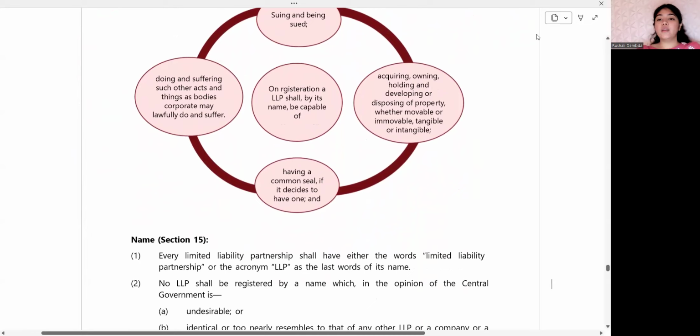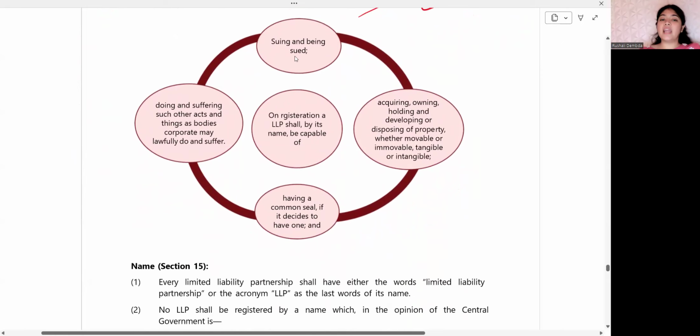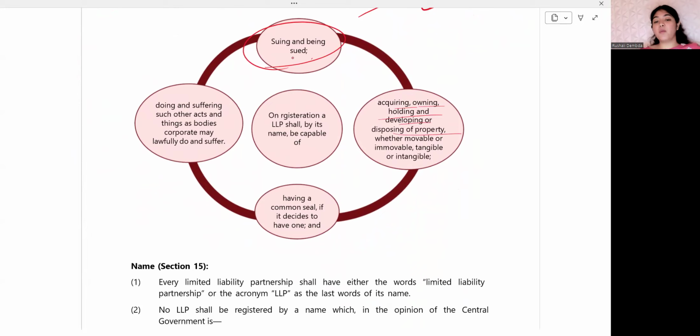Right. Then on registration, an LLP by its name is capable of what? Suing and being sued, that we learned. Acquiring, owning, holding or developing or disposing of property, whether movable or immovable or intangible. You get the right of buying any property, either movable property or immovable property. If you need a truck for the business, you can buy that because now you are a registered LLP. If you need land or a building for the business, you can get it because now you are a registered LLP.